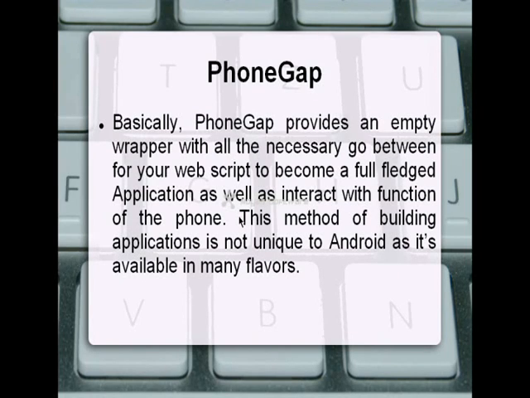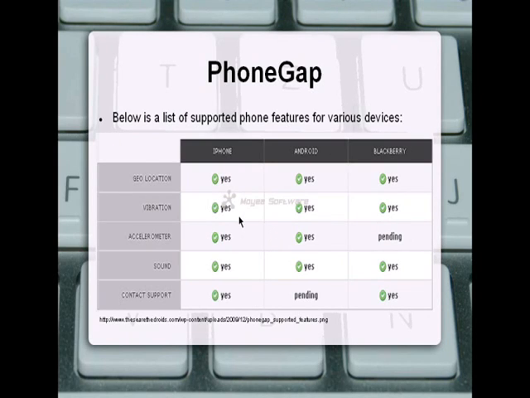Basically, PhoneGap provides an empty wrapper with all the necessary go-between for your web script to become a full-fledged application as well as interact with functions of the phone. This method of building applications is not unique to Android as it's available in many flavors. Below is a list of supported phone features for various devices.